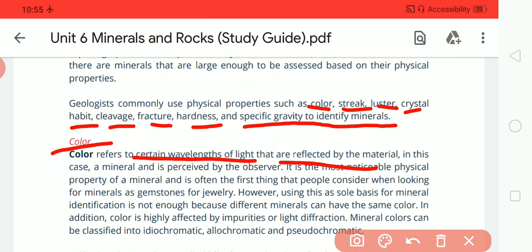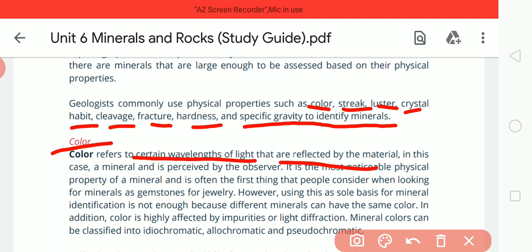So, in this case, color is the one that is being perceived by the observer. It is the most noticeable physical property of a mineral and is often the first thing that people consider when looking for minerals as gemstones for jewelry. However, using this as the sole basis for mineral identification is not enough because different minerals can have the same color.